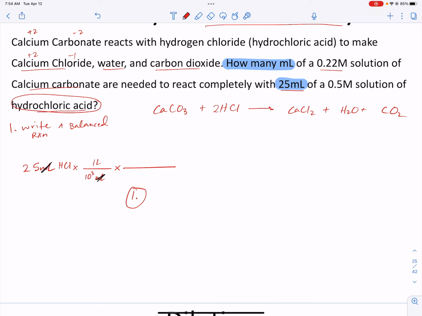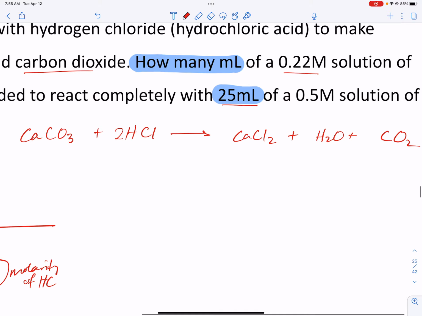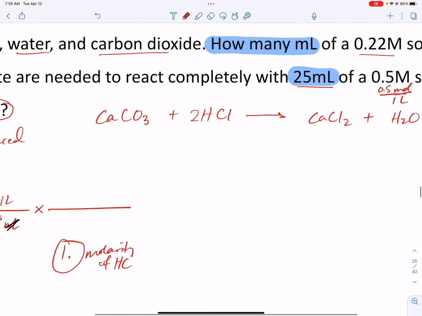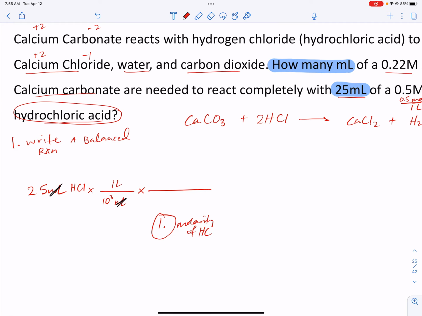We're going to plug in the molarity, okay? So what is the molarity of HCl? Go find that in your problem. It says 25 milliliters of 0.5 molar solution HCl. So it's 0.5 molar. And remember, this 0.5 molar is moles per liter. It's 0.5 moles per every 1 liter. That's what the capital M stands for. So I'm going to separate out those units or write them all in. And I want to cancel liters, so for every 1 liter there is 0.5 moles HCl. Okay?